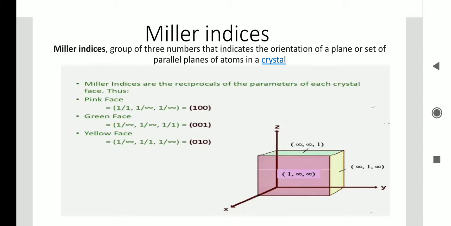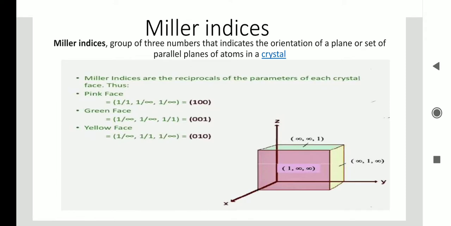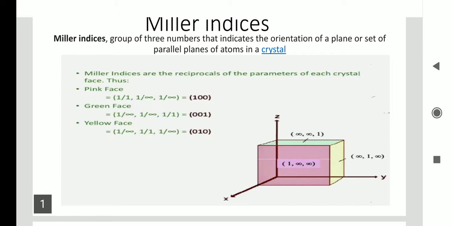So we know that a crystal is a three-dimensional object where the atoms are in a repeating pattern. Here the atom's orientation is expressed by a group of three numbers. That means the orientation of a plane of atoms in a crystal. In a crystal, whatever atom is there, its plane orientation is explained by three numbers. So those three numbers are Miller indices.